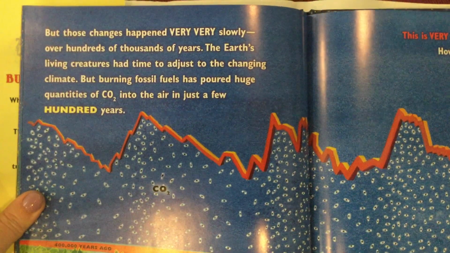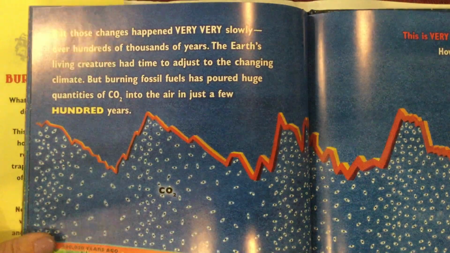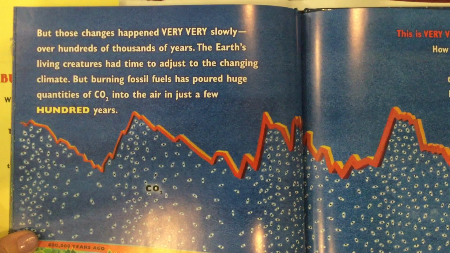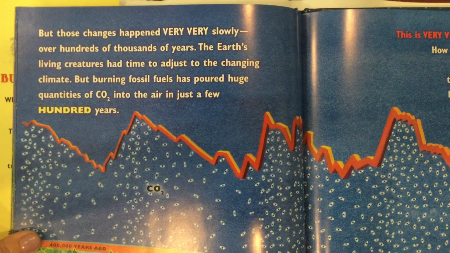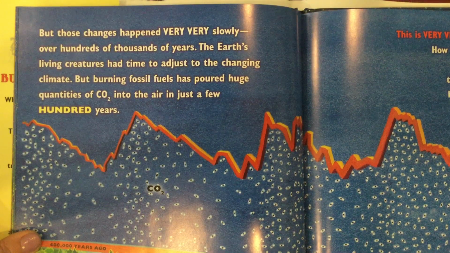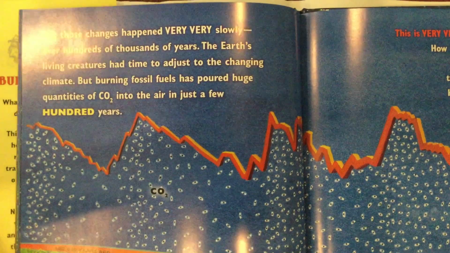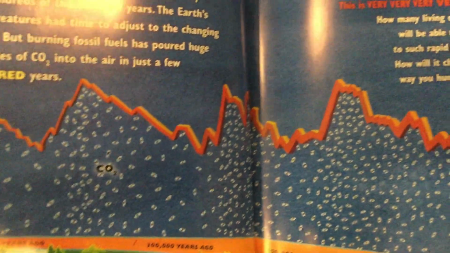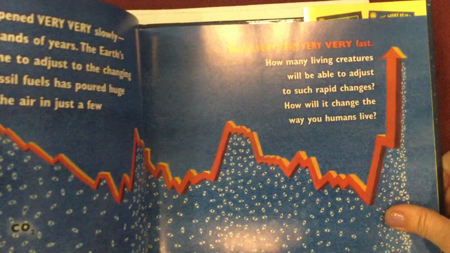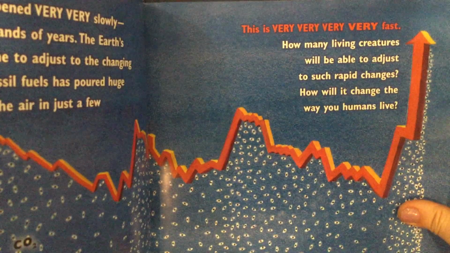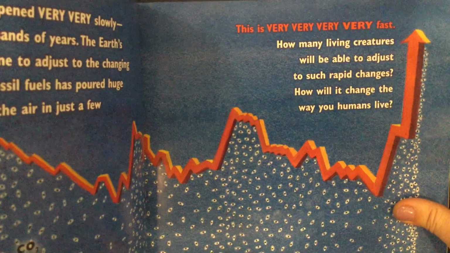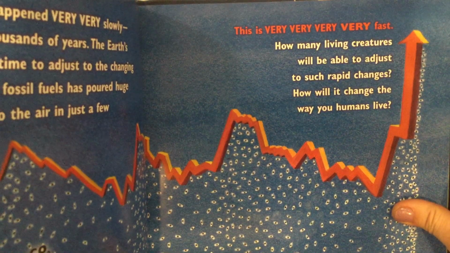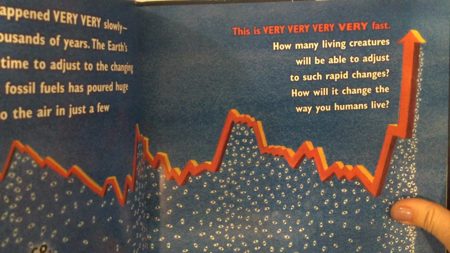But those changes happen very, very slowly, over hundreds of thousands of years. The Earth's living creatures had time to adjust to the changing climate. But burning fossil fuels has poured huge quantities of CO2 into the air in just a few hundred years. This is very, very fast. How many living creatures will be able to adjust to such rapid changes? How will it change the way you humans live?